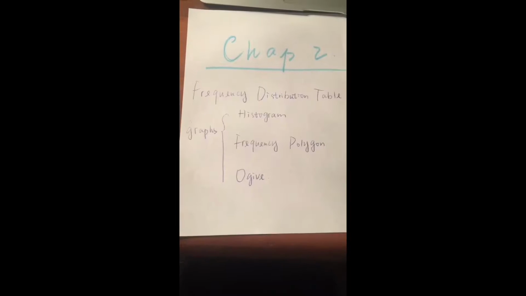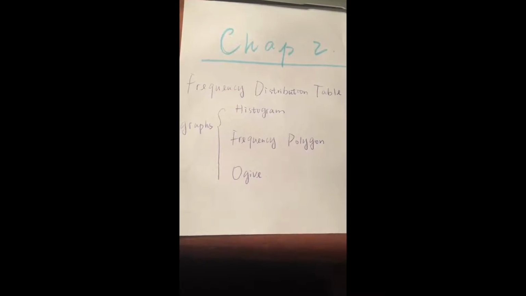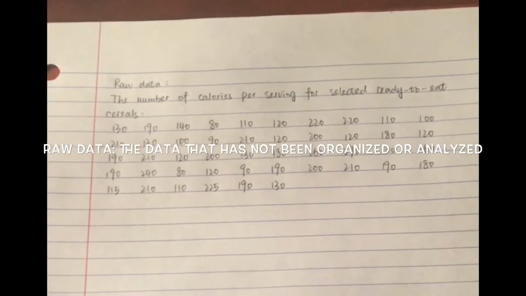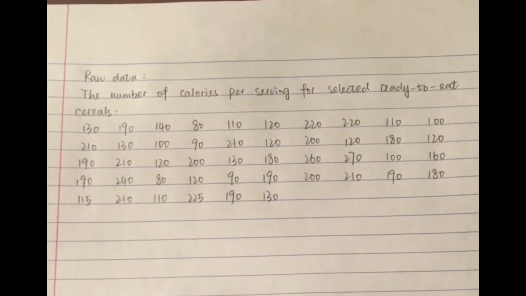In this video, a frequency distribution table organizing the data and 3 graphs displaying the data are to be constructed. First, let's look at the dataset that we're going to analyze. This is the raw data of the number of calories per serving for selected ready-to-eat cereals.